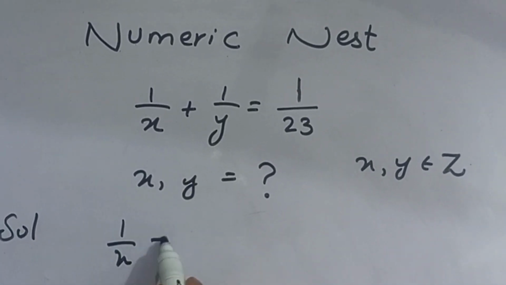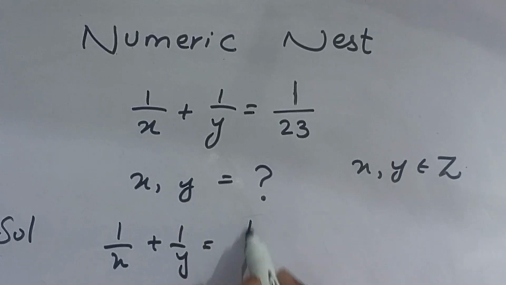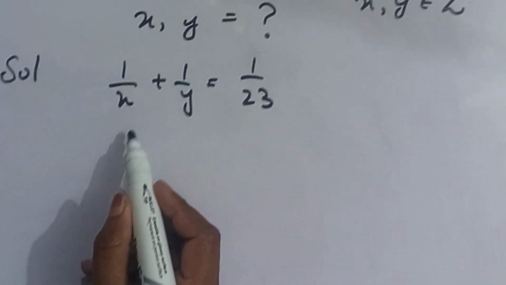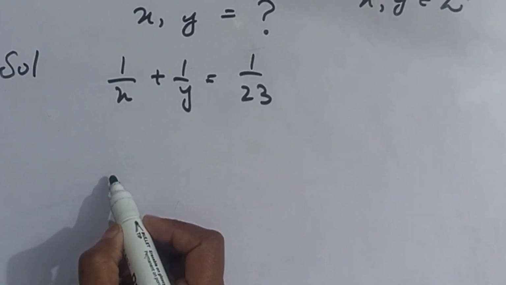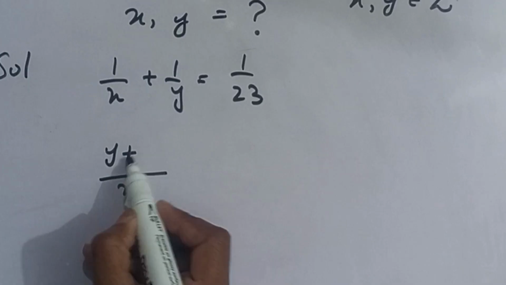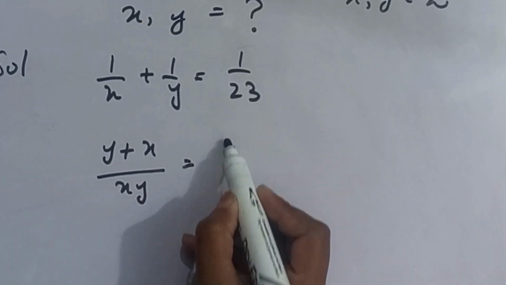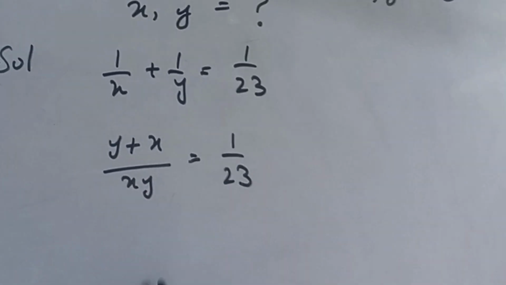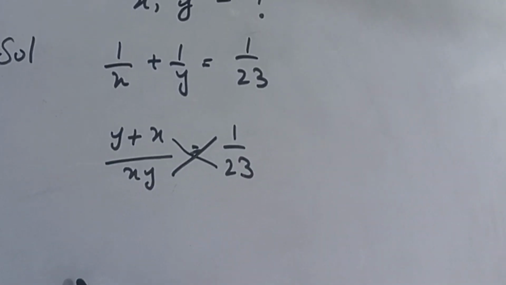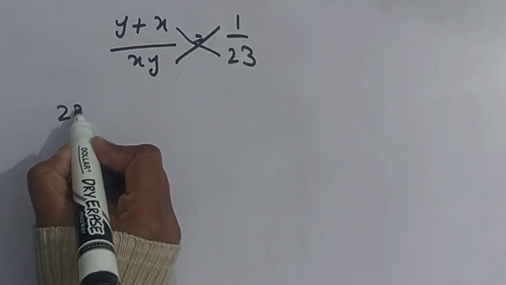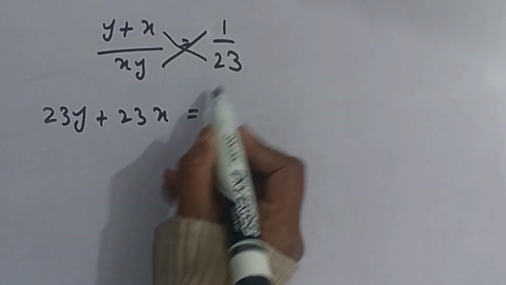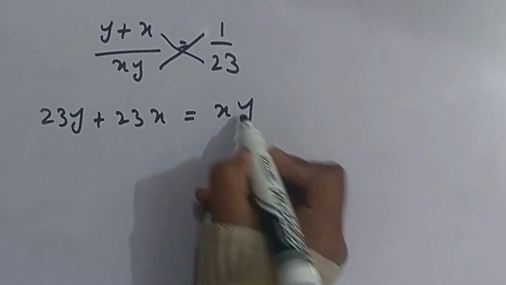Look at this given information. We have 1 over x plus 1 over y equal to 1 over 23. In the first step we take the LCM on the left hand side. Then in the denominator we have the product of x and y, and in the numerator we have y plus x. This is equal to 1 over 23. In the next step we cross multiply this.